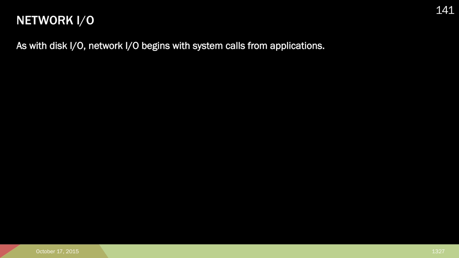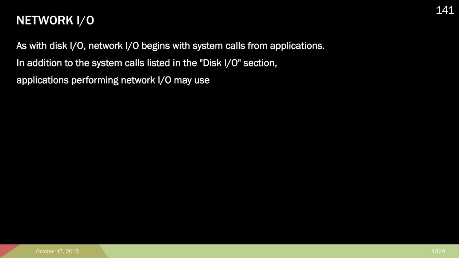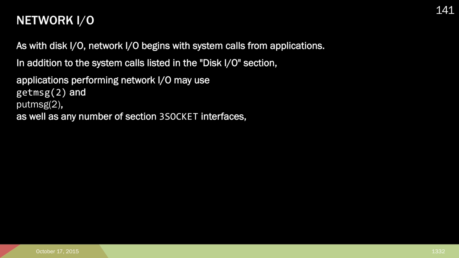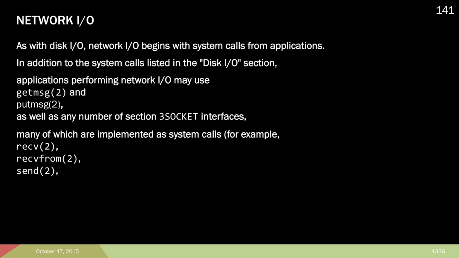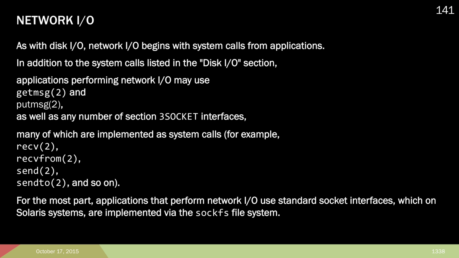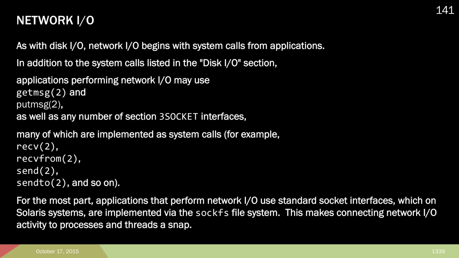As with disk I/O, network I/O begins with system calls from applications. In addition to the system calls listed in the disk I/O section, applications performing network I/O may use getmsg and putmsg, as well as any number of Section 3 socket interfaces, many of which are implemented as system calls. For example, recv, recvfrom, send, sendto, and so on. For the most part, applications that perform network I/O use standard socket interfaces, which on Solaris systems are implemented via the sockfs file system. This makes connecting network I/O activity to processes and threads a snap.